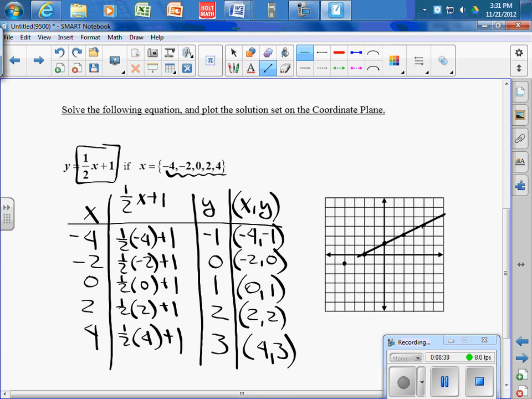Now, what would happen if they didn't line up? Then you would know that you have made a mistake. So always keep that in mind.